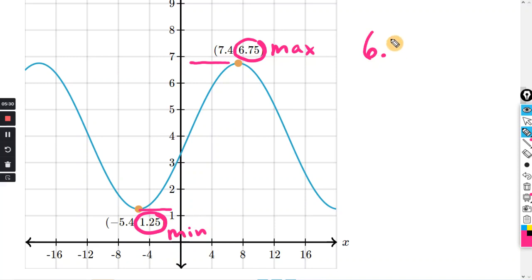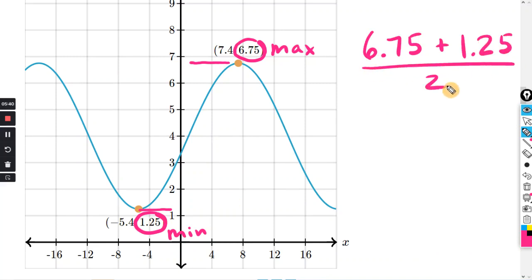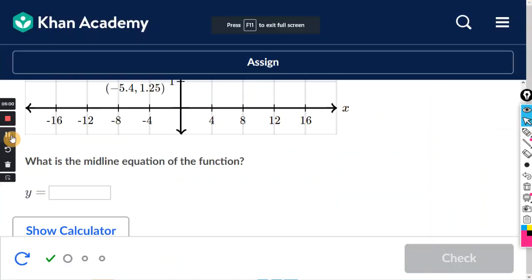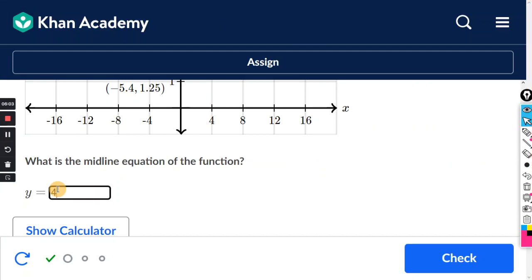Just finding the average, you add them and divide by 2. 6.75 plus 1.25 divided by 2. Of course, that is just 8 divided by 2, which equals 4. So at y equals 4, that line would be the midline, right in the middle of that sine wave. Y equals 4.